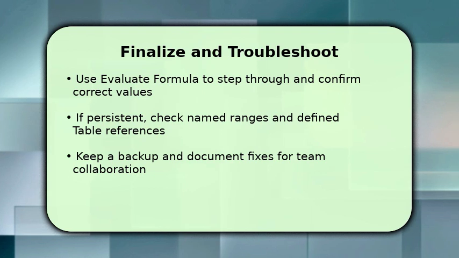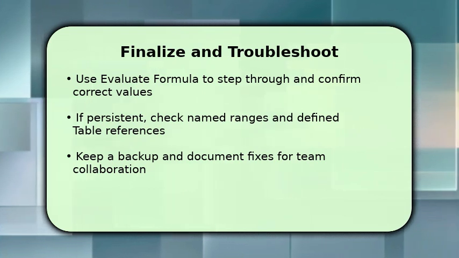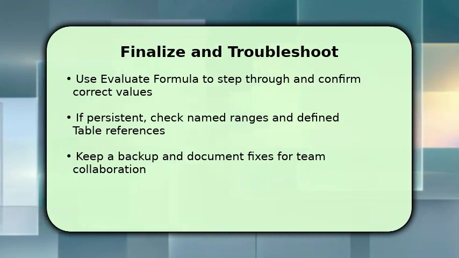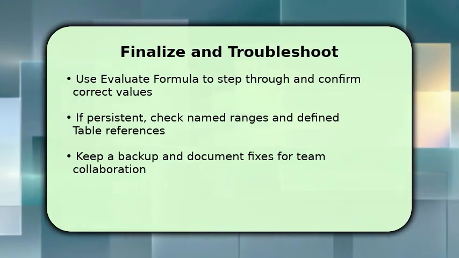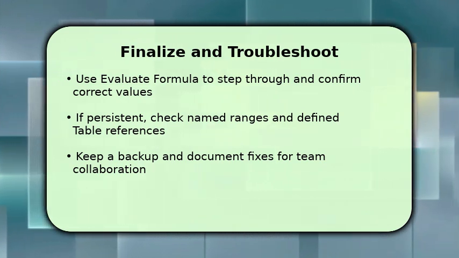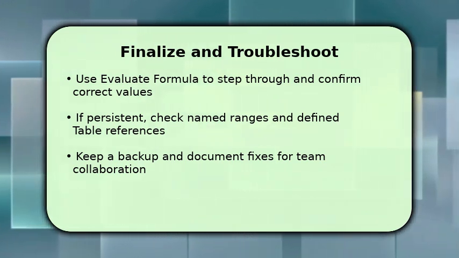If something still fails, check for hidden sheets or broken named ranges in Name Manager. One troubleshooting tip: if links refuse to update, close Excel. Reopen both files, then update links again. This clears cached paths and usually resolves stale references.